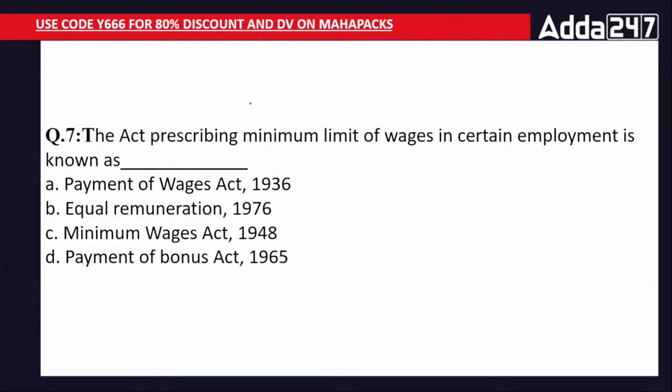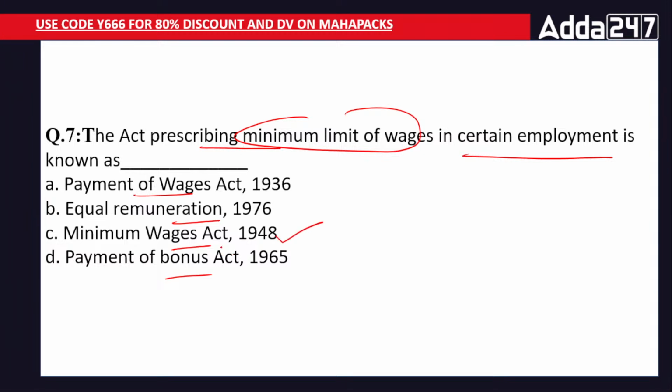Okay. Next: the act prescribing the minimum limit of wage in a certain employment is known as: Payment of Wages Act, Equal Remuneration, Minimum Wages, or Payment of Bonus Act. So what will be the right answer? See, for the minimum limit of wage, the act is the Minimum Wages Act. C is the right answer.